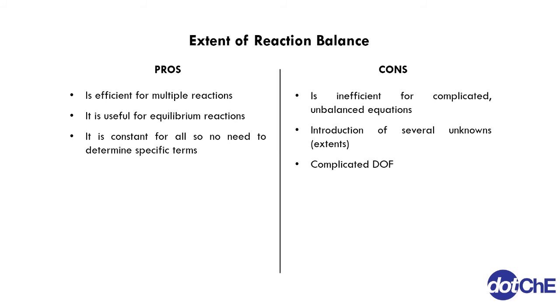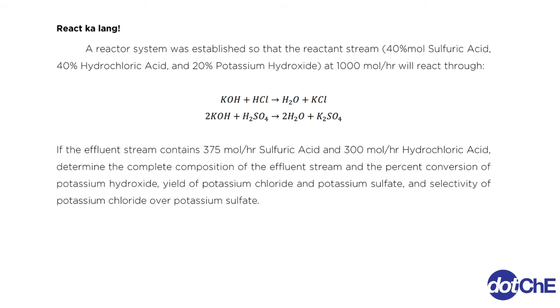However, this proves to be so much more useful than molecular species balance. So let's now use this in a chemical engineering problem. A reactor system was established so that the reactant stream, which consists of 40% sulfuric acid, 40% hydrochloric acid, and 20% potassium hydroxide at 1000 mol per hour, will react through the equations shown below.